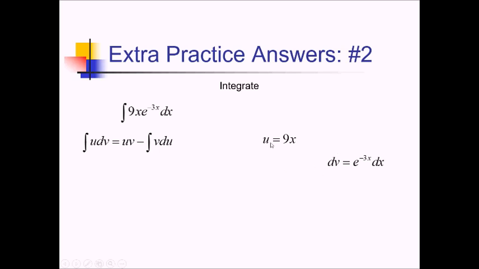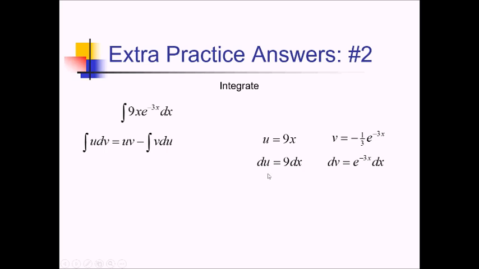So now doing du, the derivative of 9x, that's going to be 9 dx. And then we've got v, the antiderivative of dv. That's going to be, let's see here, dividing by that inner factor of negative 3, we have negative 1/3 e to the negative 3x.